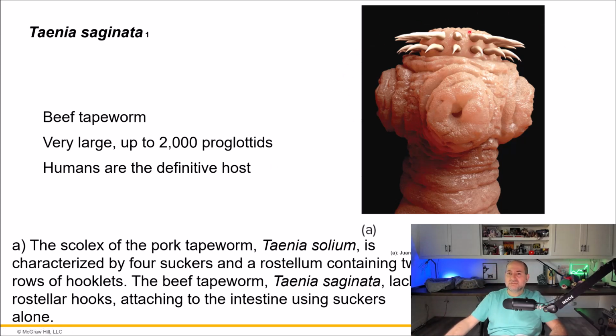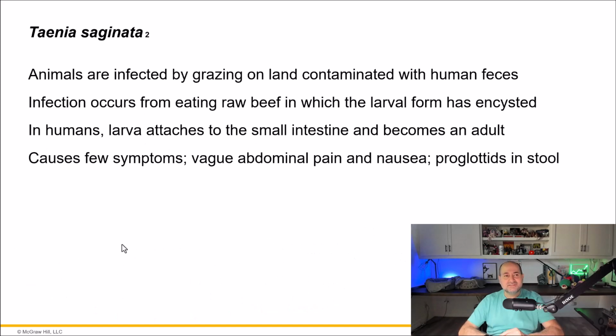By the way, this right here is the scolex of the pork tapeworm, Taenia solium. It's characterized by 4 suckers. Yeah, 1, 2, 3, and then the fourth one's on the backside, and a rostellum containing 2 rows of hooklets. See, 2 rows of hooklets for the pork tapeworm. The beef tapeworm, Taenia saginata, on the other hand, lacks these rostellar hooks and attaches to the intestine using suckers alone.